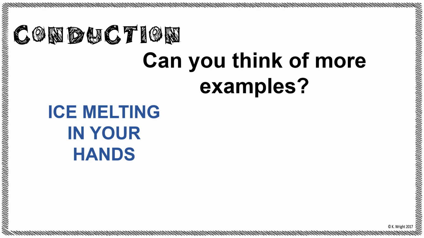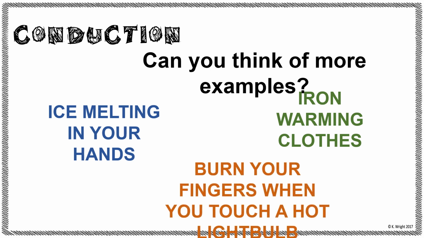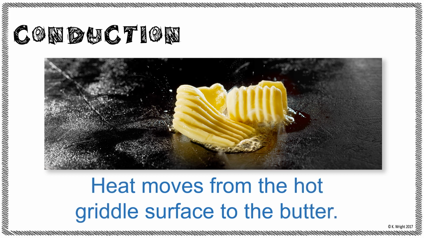Ice melting in your hand. You're transferring your heat energy from your hand to the ice and it's making it melt. You're touching it. When you're ironing clothes, if you burn your finger when you touch a hot light bulb or really anything hot, it's direct contact. A great example you might see at a restaurant or even at your house: the heat's moving from the hot griddle or a hot pan to the surface of the butter and it's causing the butter to melt.